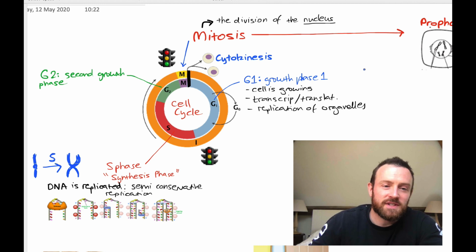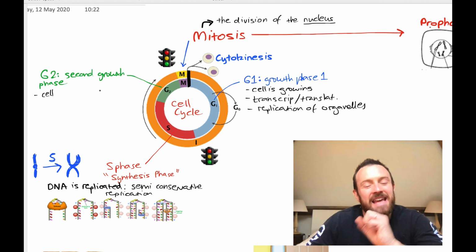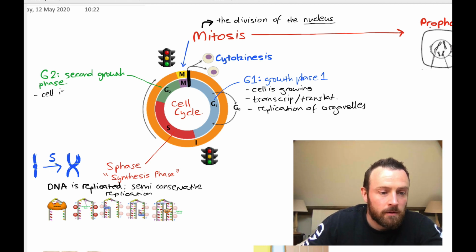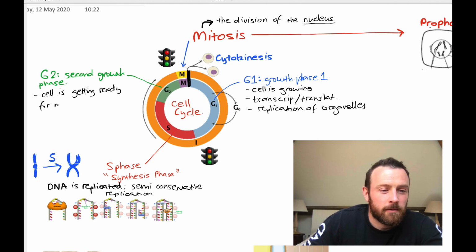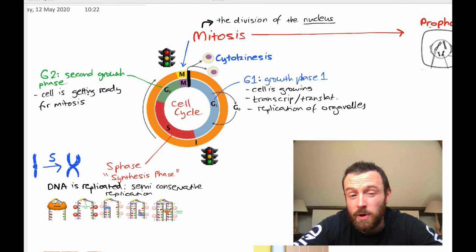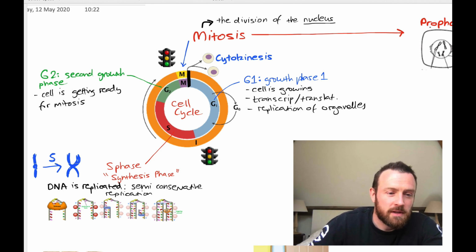Okay, G2, the second growth phase. What's happening there? Well, the cell is really just getting ready for mitosis. So it's more specific. The cell is producing certain proteins that are going to be needed in the mitosis process. For example, there are these enzymes, proteins called cyclins that the cell is producing lots of to get ready. So let's put e.g. cyclins.